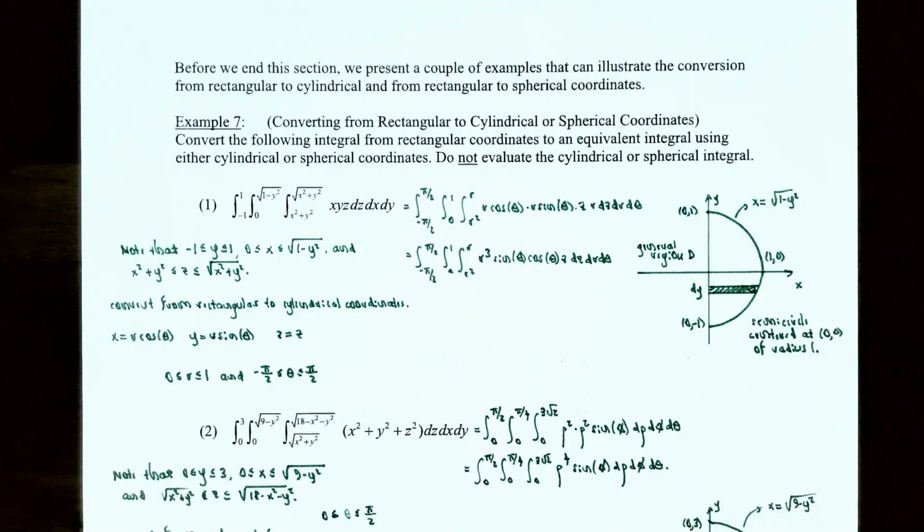So let's finish up this video by talking about how to convert a triple integral in rectangular coordinates to an equivalent integral using spherical coordinates. So example 7, converting from rectangular to spherical coordinates. Convert the following integral from rectangular coordinates to an equivalent integral using spherical coordinates. Do not evaluate the spherical integral.